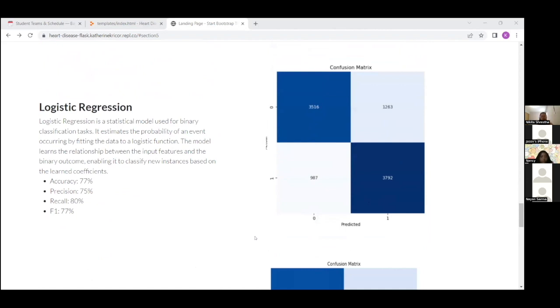Okay, so for our next model, we used a logistic regression. This basically makes a logistic function and sees how the new data relates to the function, and then it guesses and classifies based on the function. The accuracy was a bit higher, and the precision, recall, and F1 scores were a little bit higher too.